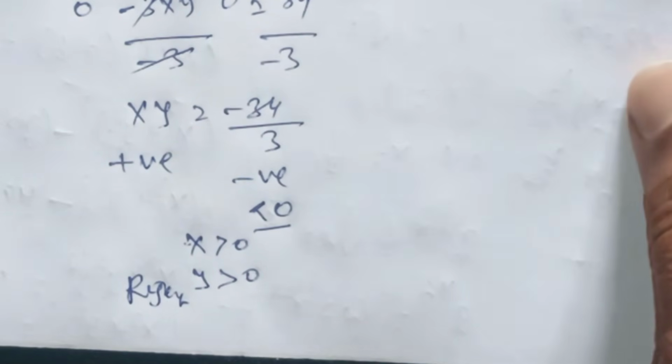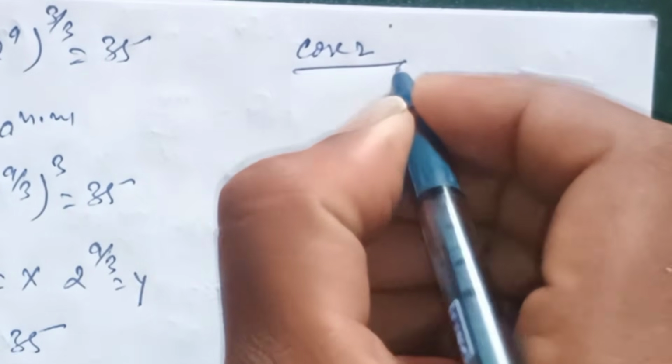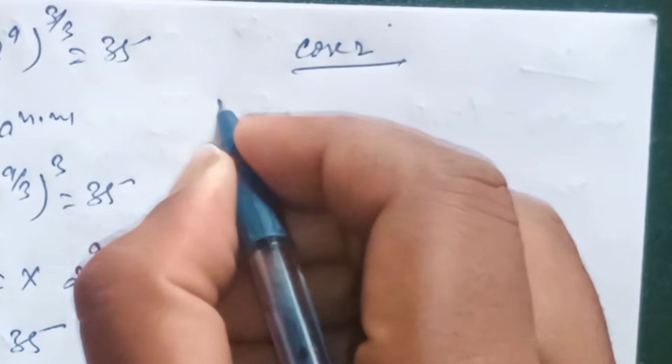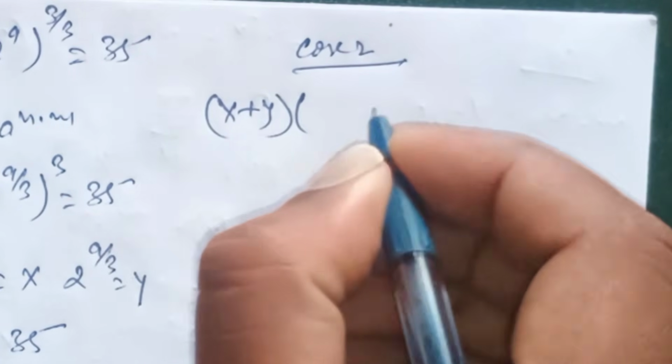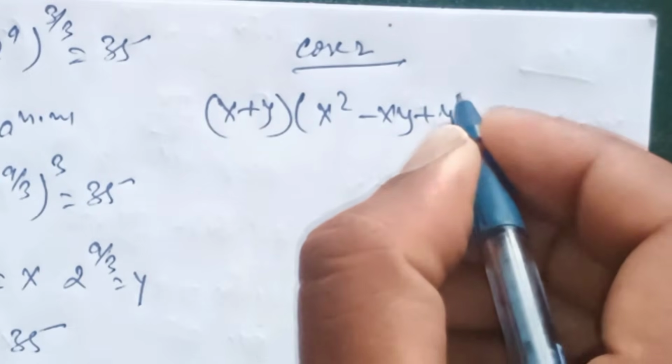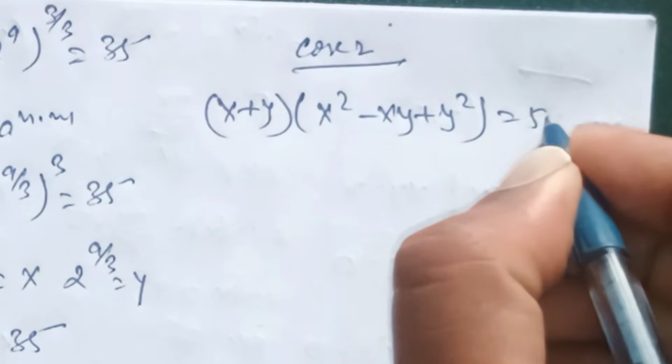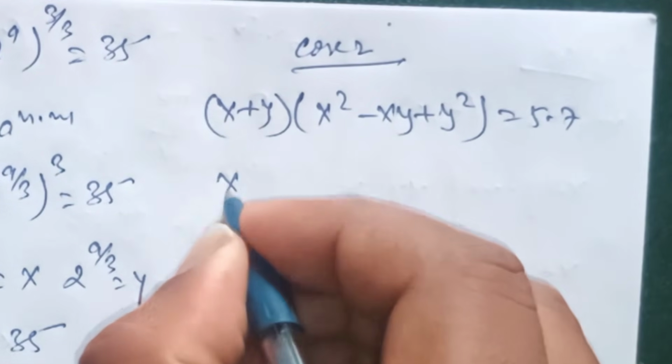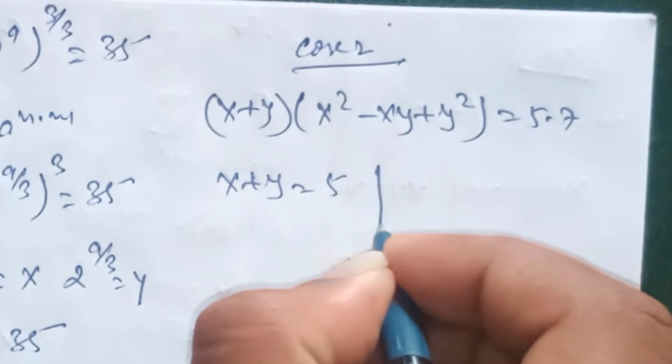That was case 1. After that, case 2. Case 2 says that (x plus y) into (x square minus xy plus y square) is equal to 5 into 7. Here x plus y is equal to 5.